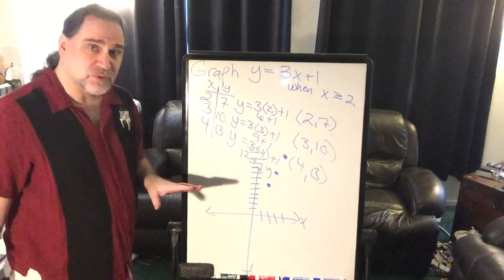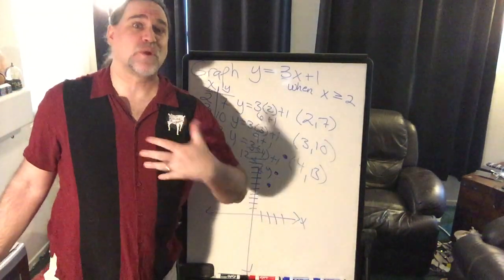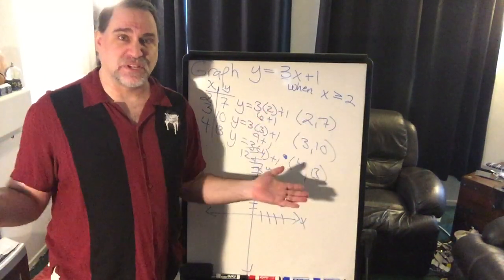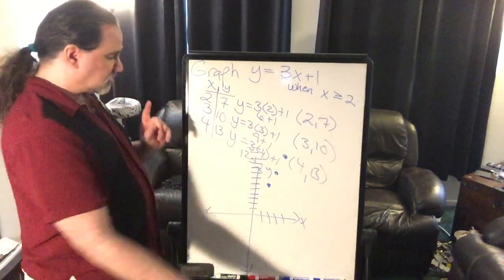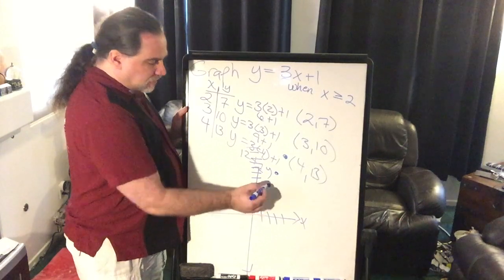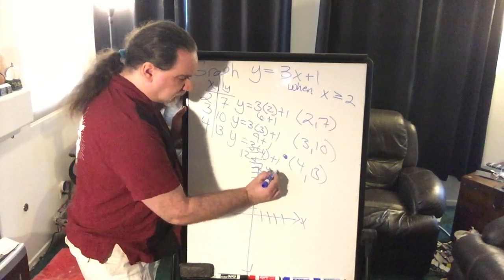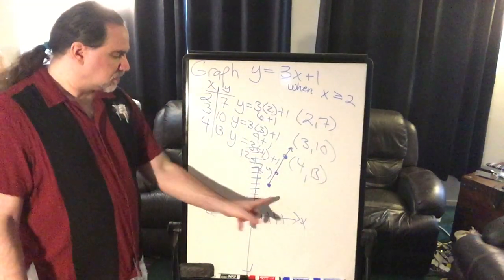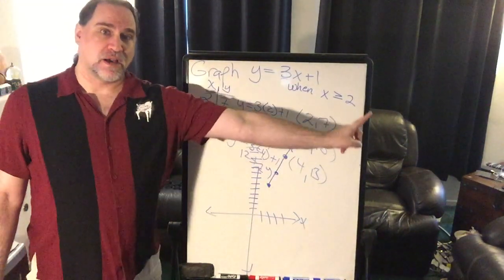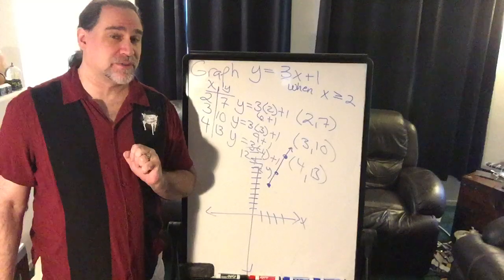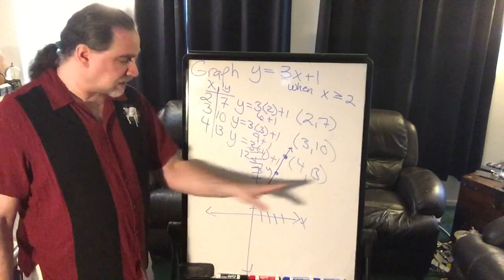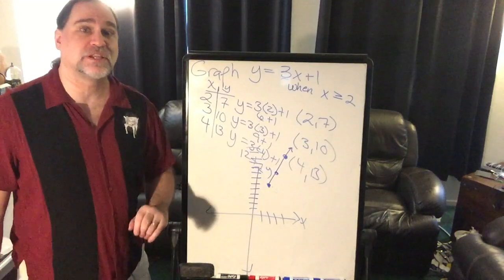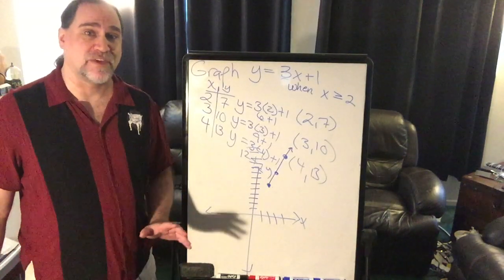Now, here's where it kicks in, where it's a ray and not a line. If it were a line, I would just connect the dots, put an arrow at each end. But as it is, this is where I started. And I'm going away from that spot. Boom. There's my arrow. That's my ray. I started here. I went that direction. I cannot go any other direction. I can't come this way. I'm not allowed to because that would give me an x value that is less than 2. And I'm not allowed to have that.